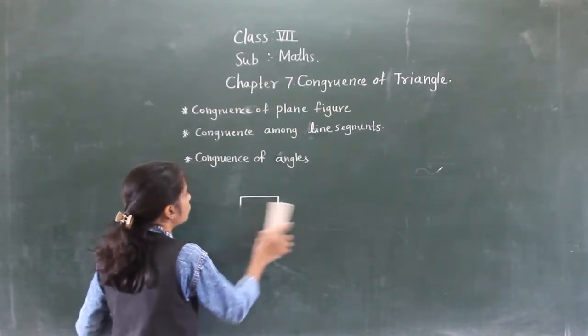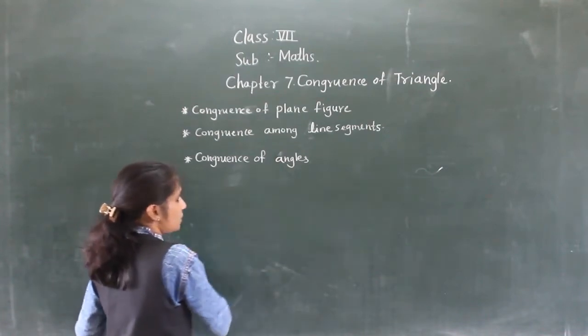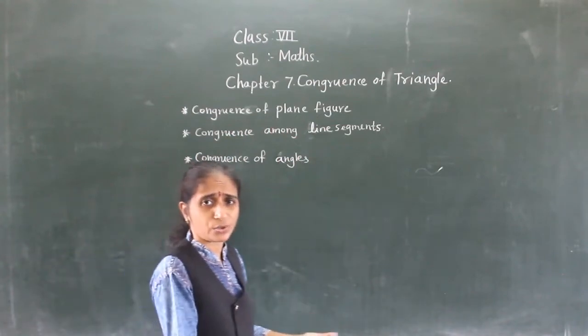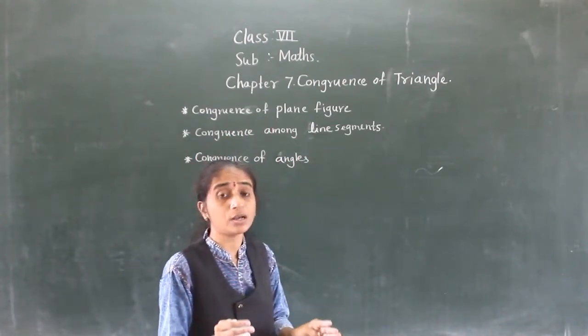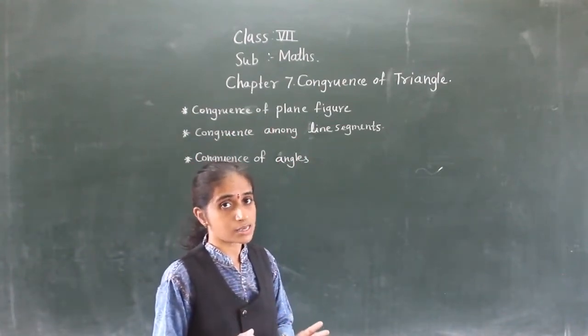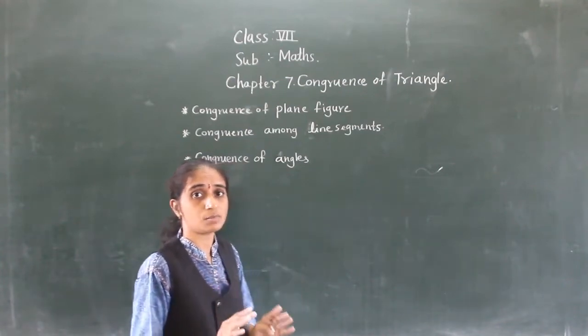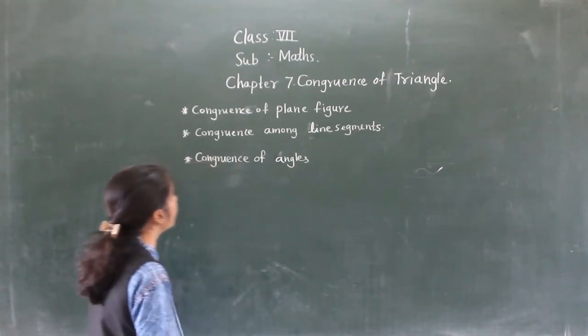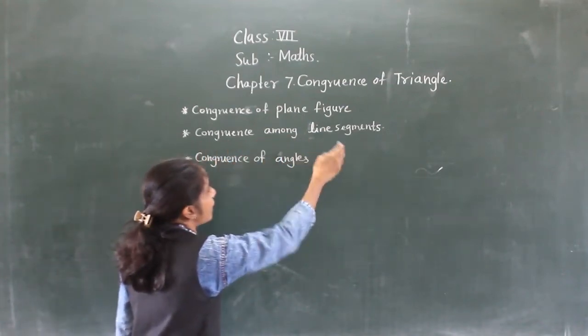Now you understood congruence of plane figures. Any figure you can take, but they should have the same shape and size. Then only are the two figures congruent.